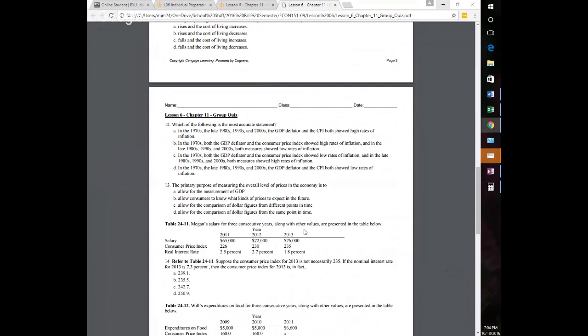Okay, I'll take 14. Megan's salary for 3 consecutive years, along with other values, are presented in the table below. Suppose the consumer price index for 2013 is not necessarily 235. If the nominal interest rate for 2013 is 7.3%, then the consumer price index for 2013 is in fact, and I chose C, 242.7. I got that as well.